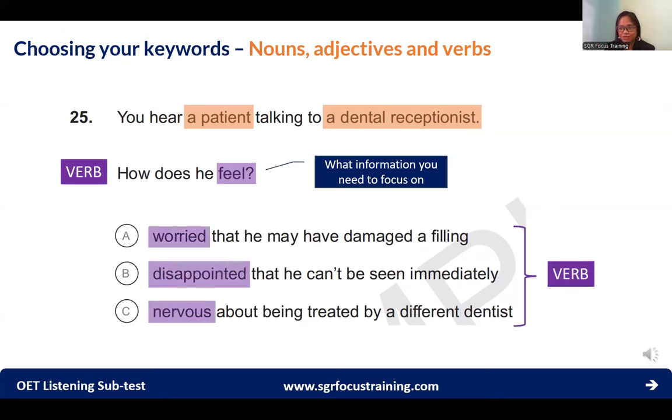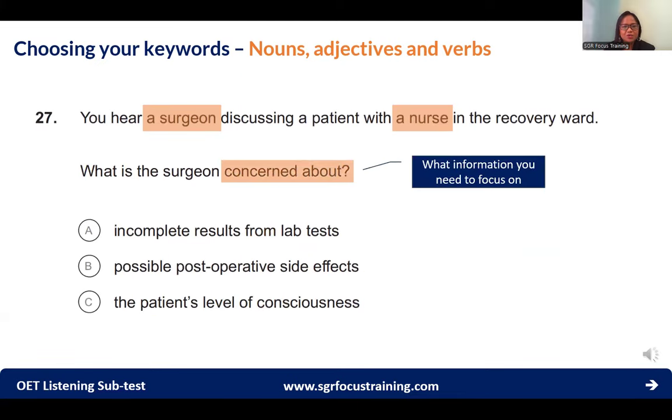Or is he nervous? So if you see a verb in your question, look for verbs in your answer option as well. Remember that you need to focus on the information that you are going to listen to. So if you hear that he is worried, the answer is A. If you hear that the patient is disappointed, then the answer is B. And when you hear that the patient is nervous, then the answer is letter C. Okay? So it is all about knowing how to identify these words.